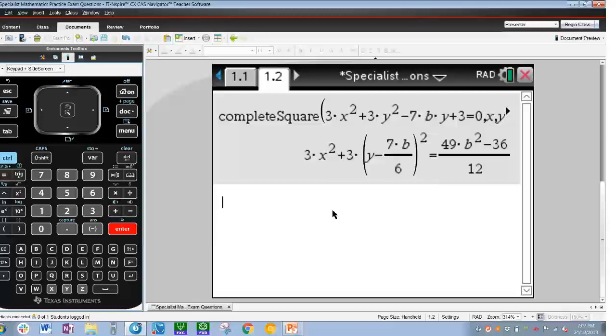Now the calculator gives back an equation where it's completed the square in both x and y. You might notice that the coefficient of x squared and the coefficient of y squared are both 3. That's a good indication that we are looking at a circle. So how do we know that we're looking at a circle? We want the right-hand side of that equation to be a positive number, because the right-hand side represents the square of the radius. To get the answer, we're simply going to use a solve.